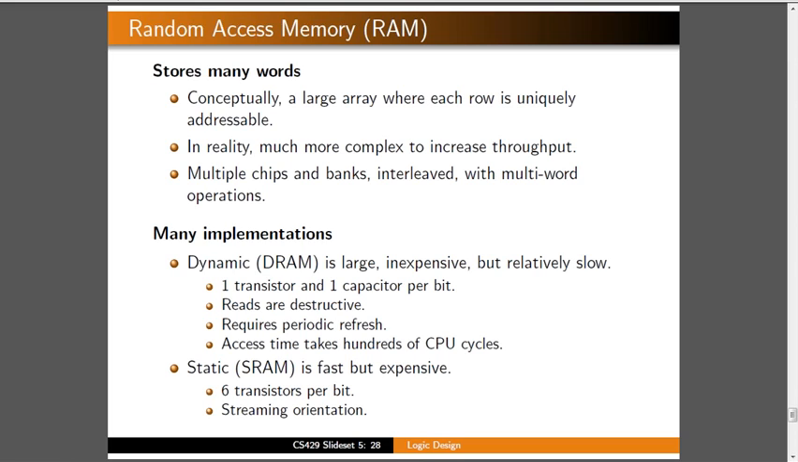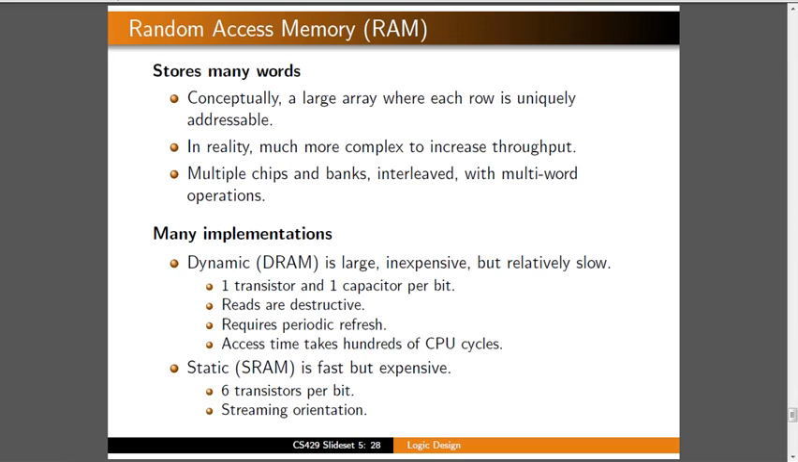Next point says, in reality, it is much more complex to increase throughput. That is, RAM is used in much more complex systems to increase the throughput or the output. Then the next point is, multiple chips and banks interleave with multi-word operations, so multiple chips, multiple banks interleave or use multi-word operations while using the RAM.